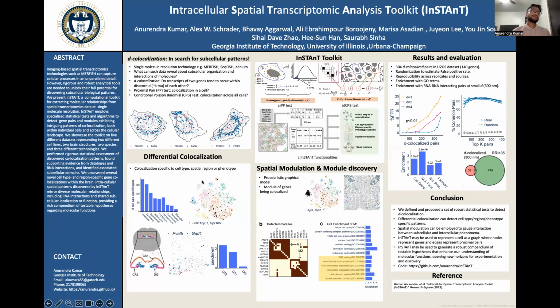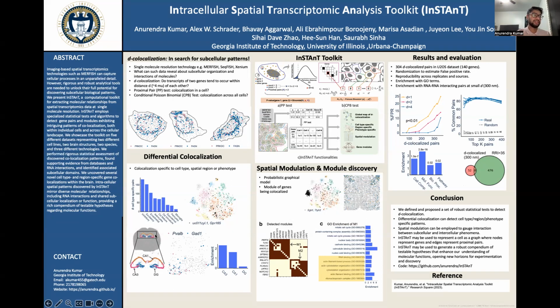Now we'll show results on differential colocalization. We saw that we can detect cell type specific colocalization across all cell types in our MERFISH mouse brain dataset, and a UMAP plot of one of the gene pairs specific to inhibitory cell type is shown here. Each orange color here denotes inhibitory cells, while a black cross denotes cells in which this gene pair is a proximal pair.